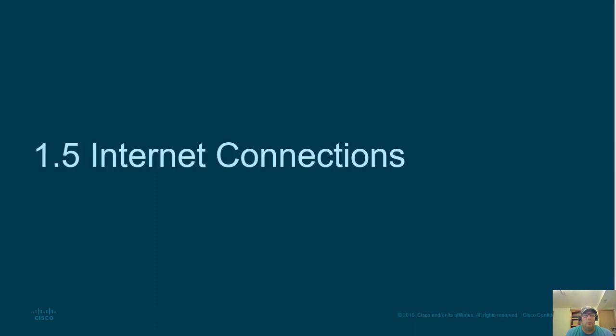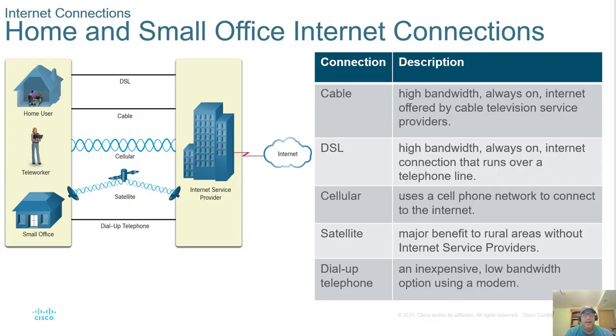Since we're going so well here, let's go ahead and do 1.5 here with 3 and 4. So we're going to talk a little bit about internet connections, and in the internet connections, the first thing it gets into is, hey, how do I get connected to the internet from an end device like a home or an office or something like that?